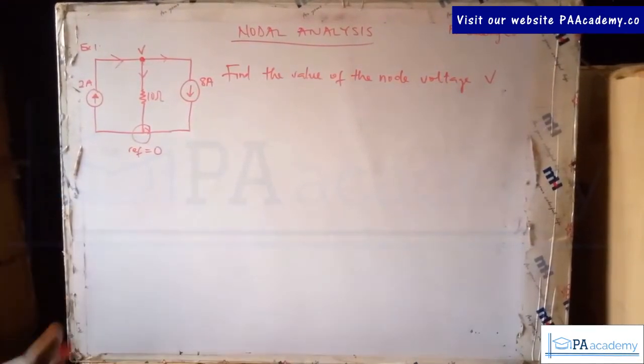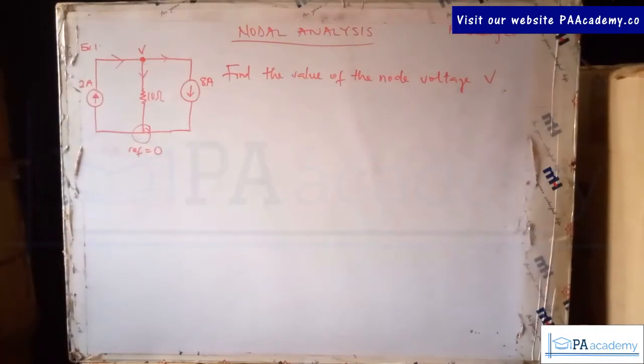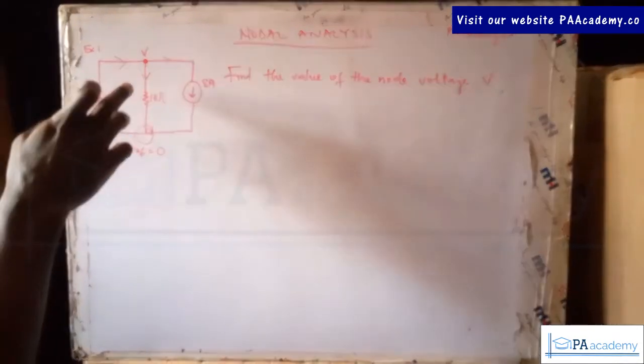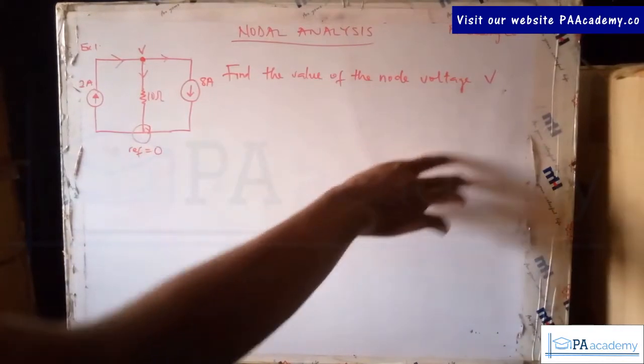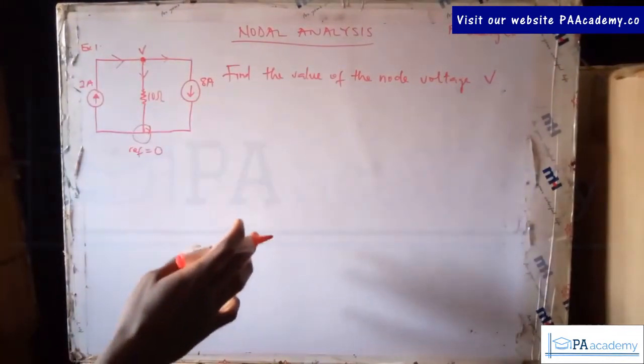Alright, so now that you've picked your direction, the next thing for us is to apply Kirchhoff current law to the nodes. Right here we have just one node, so we are going to apply Kirchhoff current law to this particular node. Don't forget, we are looking for the voltage at this particular node. So I'm going to analyze this circuit like this.